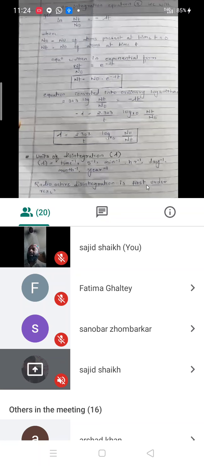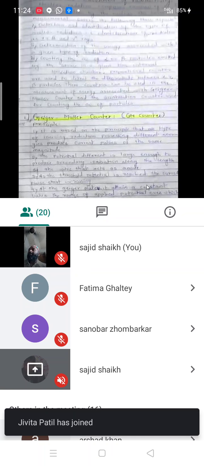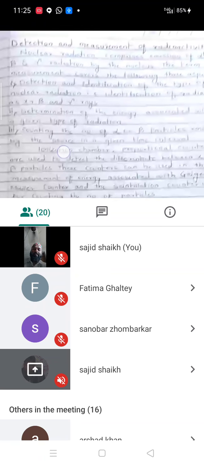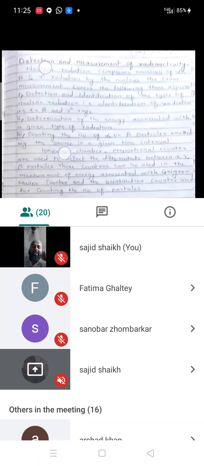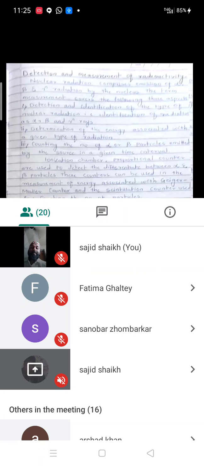Then we talked about the units and a few additional terms. Now we have to talk about the detection and measurement of radioactivity. When a radioactive element disintegrates, that phenomenon is dealt with in the nucleus, so we call it a nuclear property. Nuclear radiation comprises emission of alpha, beta and gamma radiation by the nucleus.